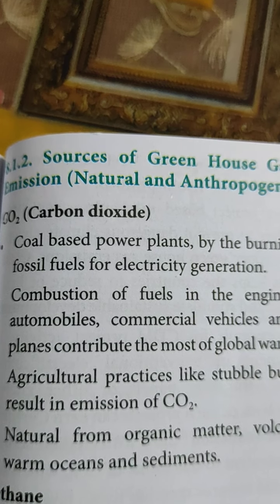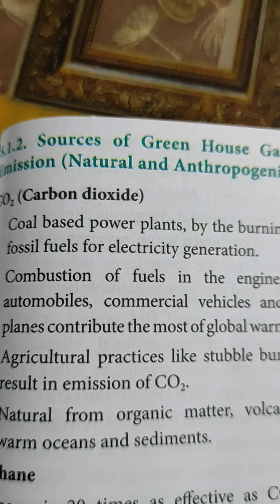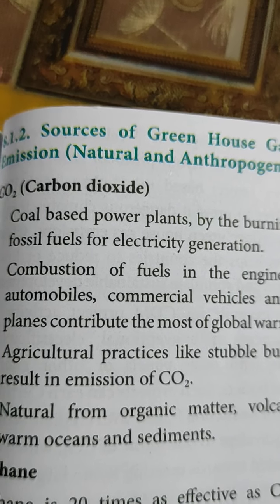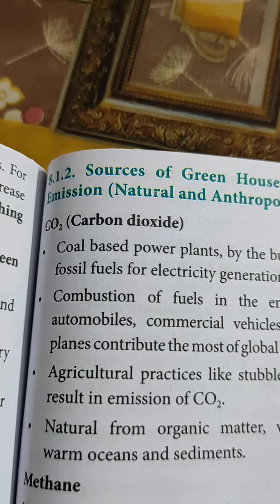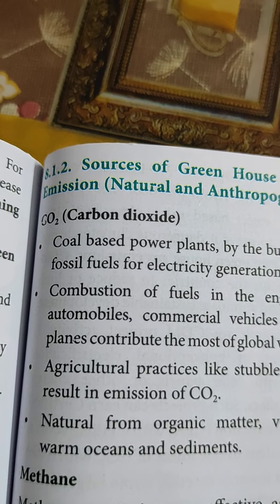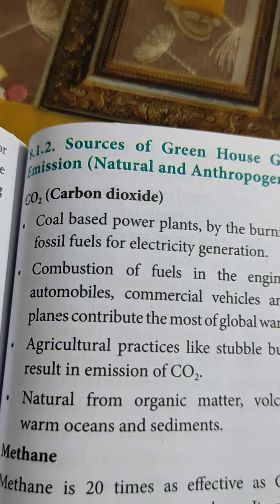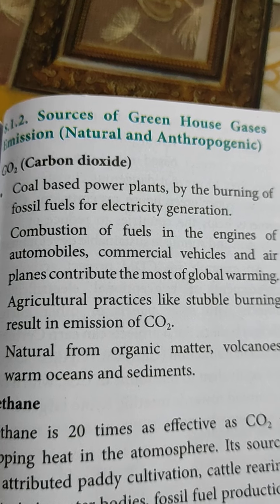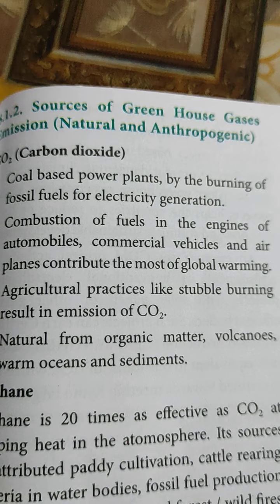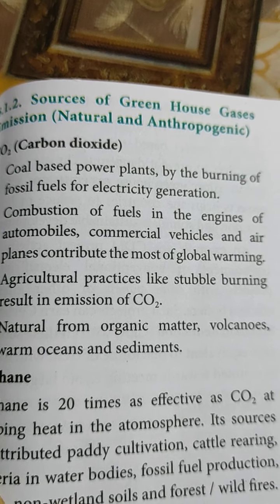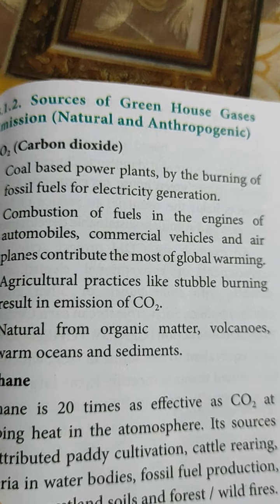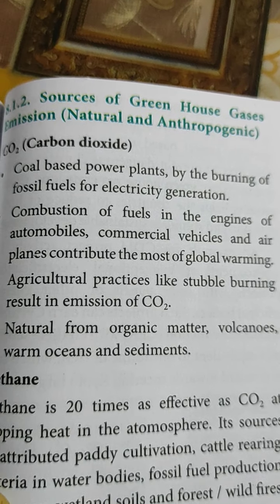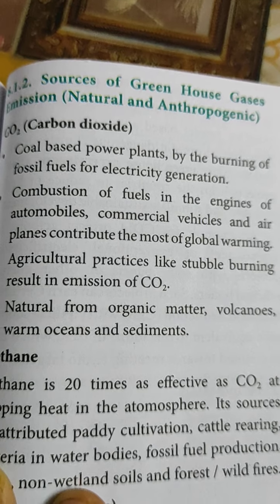Anthropogenic, the term we have discussed already, is nothing but the man-made cause of emission of different types of greenhouse gases. So the first one is CO2. What are the sources of CO2? Coal-based power plants, by the burning of fossil fuels for electricity generation, CO2 will be released. Combustion of fuels in the engines of automobiles, commercial vehicles and aeroplanes contributes most to global warming.